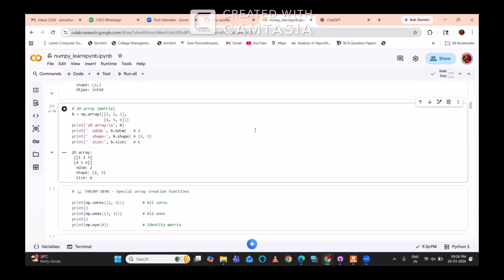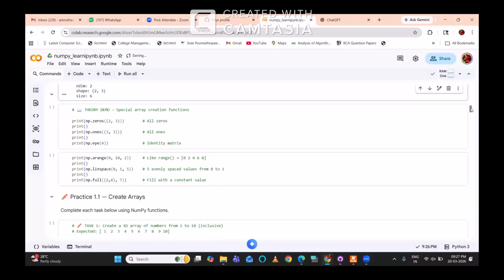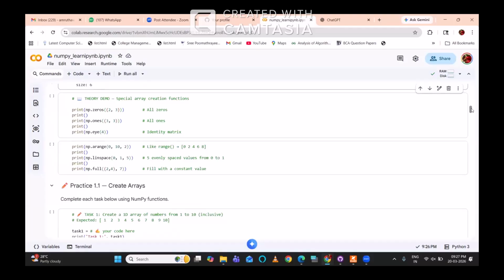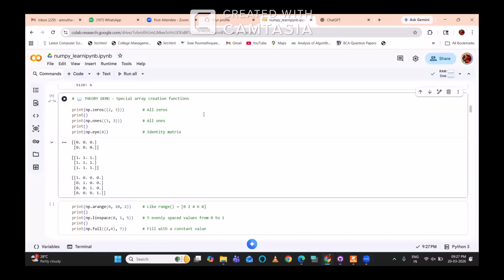Okay. Again, to create special arrays, suppose you want to create a Numpy array with all entries as 0, a Numpy array with all entries as 1, or a Numpy array with all entries other than the diagonal as 0 and the diagonals as 1, that is the identity matrix, you can use the functions zeros, ones, and eye. See, just observe the output. You are getting, see, np dot zeros of 2, 3.